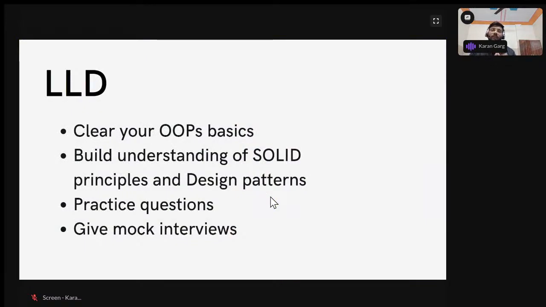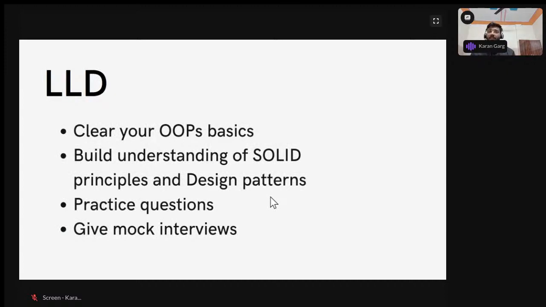So apart from DSA and online assessment, the next type of round is low level design. This is generally asked for SDE-1 at a senior level, like early SDE-2 or SDE-2 and above. I have not seen it getting asked for interns or fresh grads.